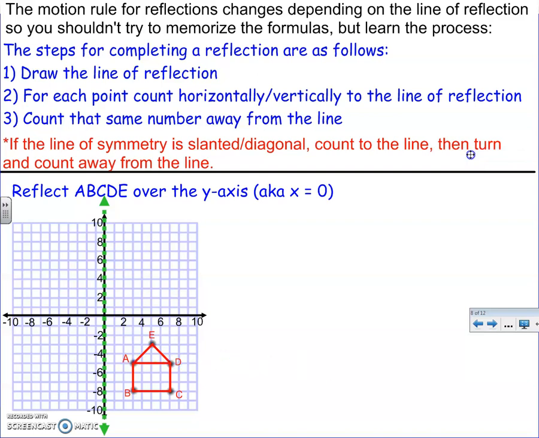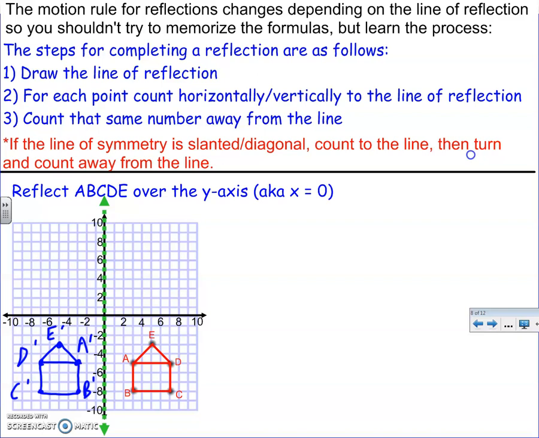Right, so for A, I go left 3, then left 3 more. Here's my A prime. For B, left 3 again. C goes left 1, 2, 3, 4, 5, 6, 7. Left 1, 2, 3, 4, 5, 6, 7. Here's C prime. D, left 7. E, left 1, 2, 3, 4, 5. Left 1, 2, 3, 4, 5. E prime. If I connect this, notice it's the same image.